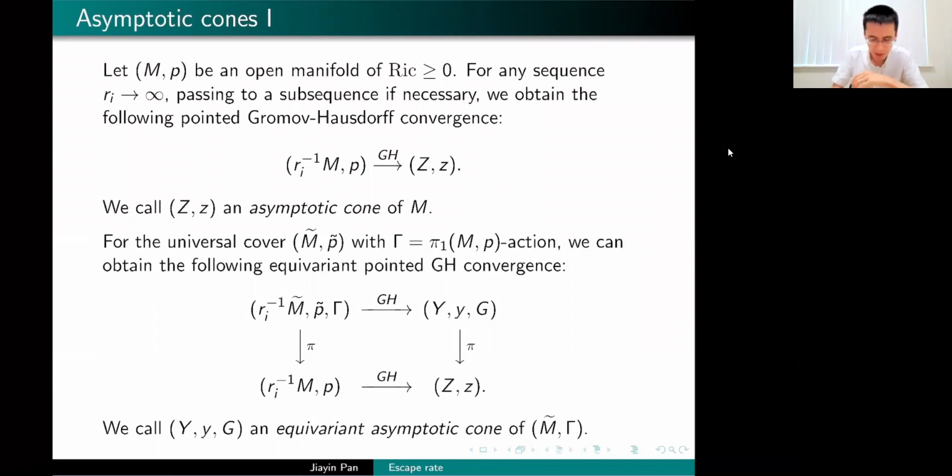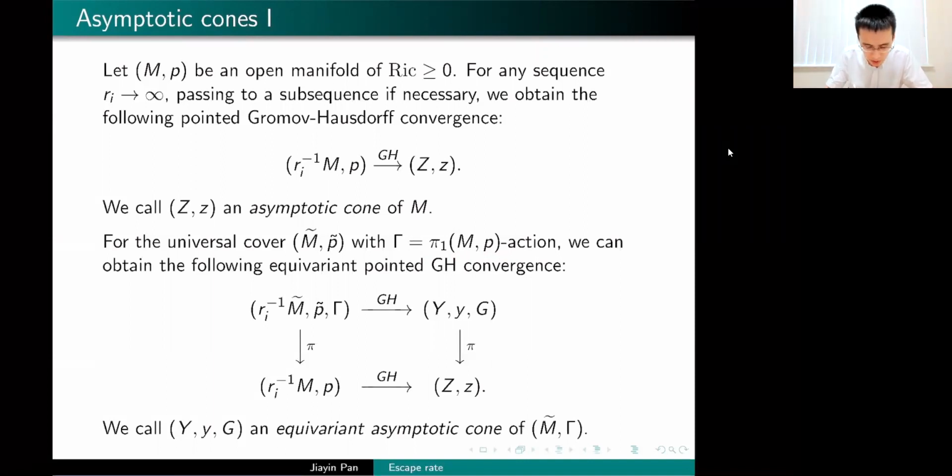And we can also apply the same asymptotic geometry idea to the universal covering, because we're studying the fundamental group, right? So for the universal covering, it has this gamma action. Here, gamma is the fundamental group at p. Then we can consider this so-called equivariant pointed Gromov-Hausdorff convergence.